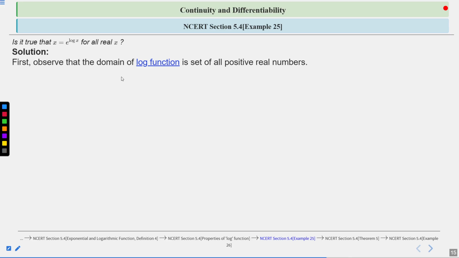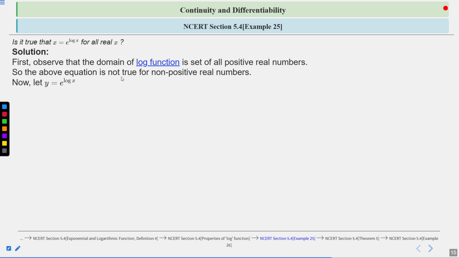First, observe that the domain of the log function is the set of all positive real numbers. So the above equation will not be true for non-positive real numbers.